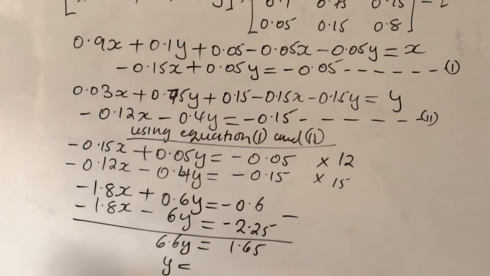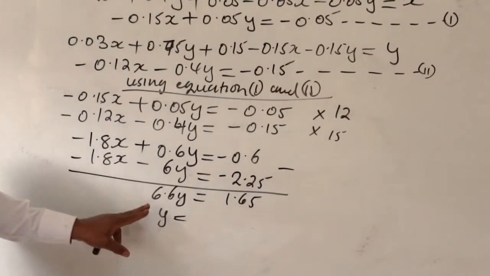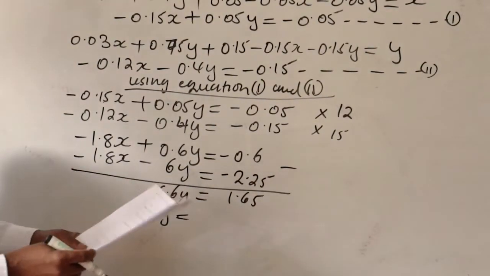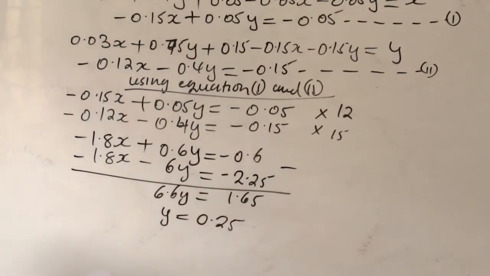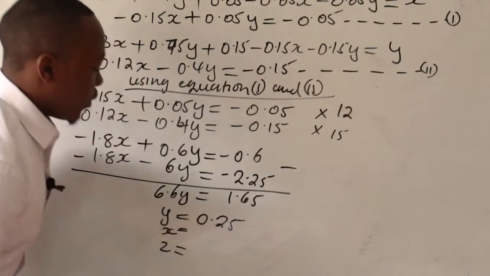So how much will be y? 6.6y is equal to 1.65. To get y, you divide both sides by 6.6, and you'll get your y at 0.25. If you get your y, you can get x and you can get z. How can you get x?